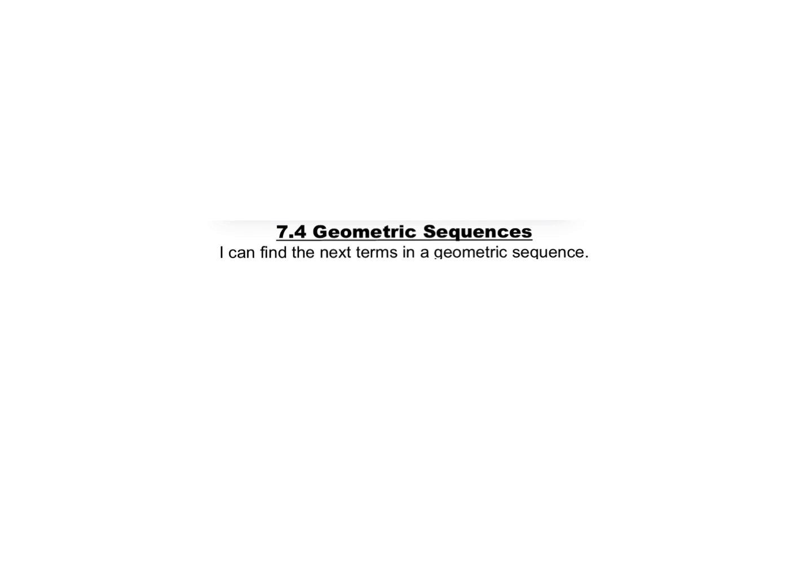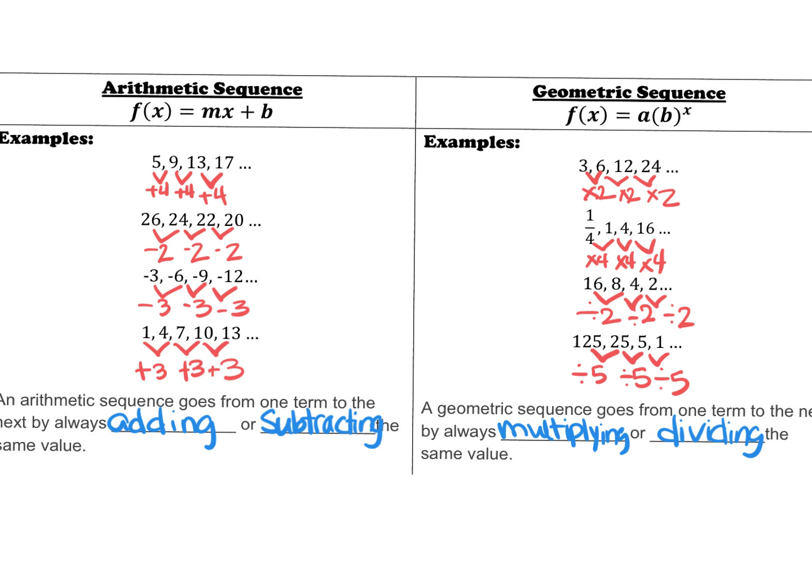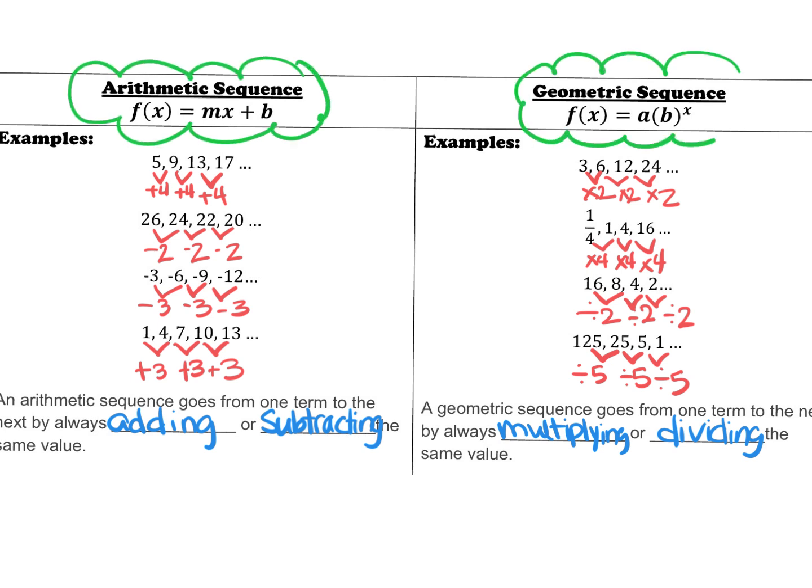In this lesson, we're going to find the next terms in a geometric sequence. So let's take a look at the difference between arithmetic and geometric sequences. When we were looking at the arithmetic and geometric sequences, first of all, they both have different functions that generate the sequence. And what we had noticed about the arithmetic sequences is that arithmetic sequences go from one term to the next by always adding or subtracting the same value.